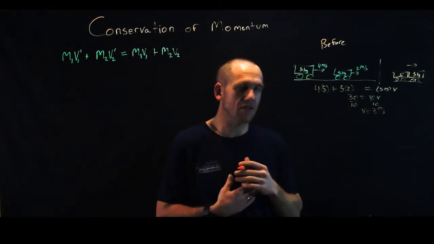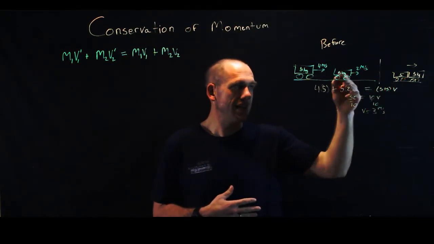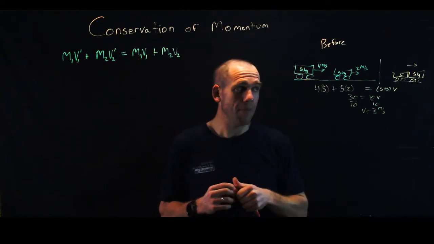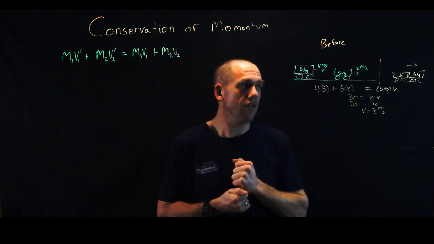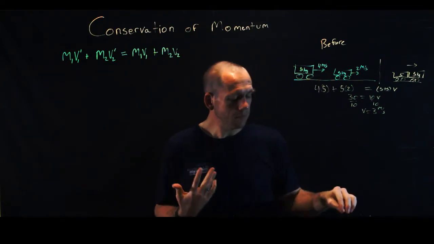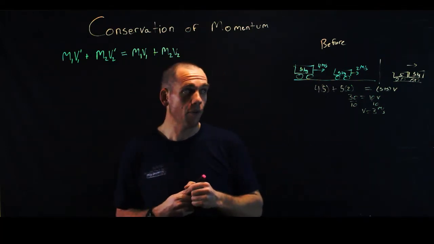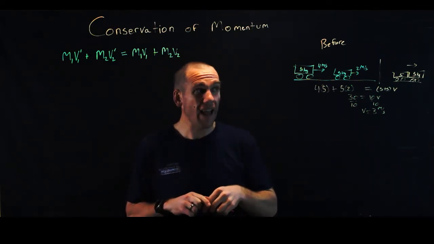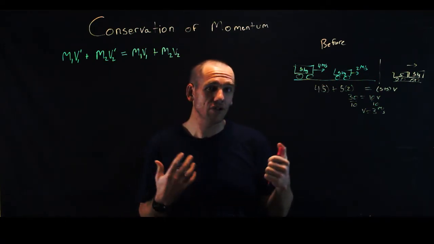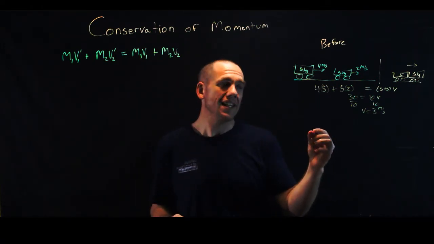Now that maybe isn't surprising that their velocity ends up in the middle because they had the same mass, and so the one slowed down a little, the other one sped up a little. But we can do this for any combination of things, and they don't have to even be going the same direction, right? We just have to remember that momentum is a vector.